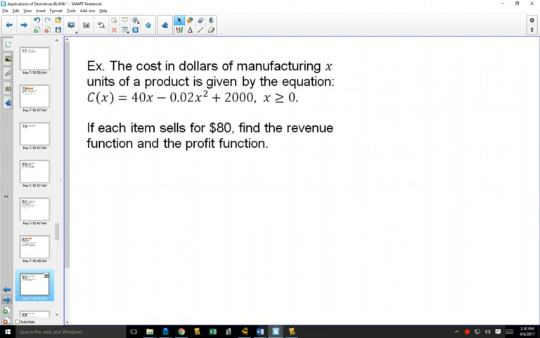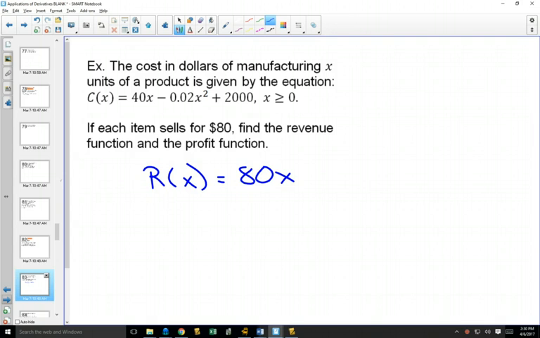If each item sells for $80, find the revenue function. Well, the revenue function is just going to be 80x, because if each one sells for $80, you sell 5 of them, you're going to get $400 of revenue.